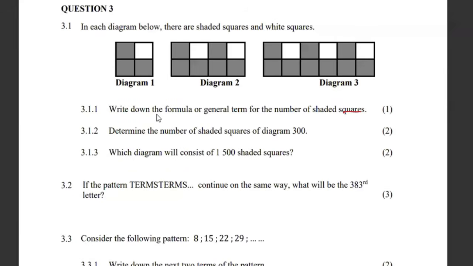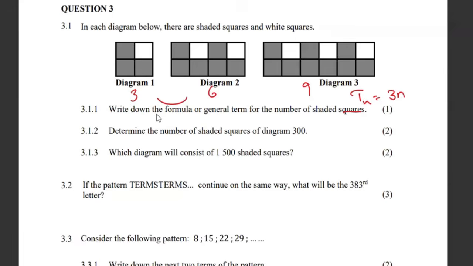So let's count. How many shaded squares do we have here? So it's 3. 1, 2, 3, 4, 5, 6. 1, 2, 3, 4, 5, 6, 7, 8, 9. So these are multiples of 3, right? Meaning that the Tn is just going to be 3n.